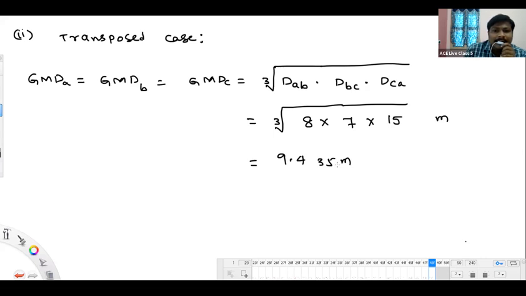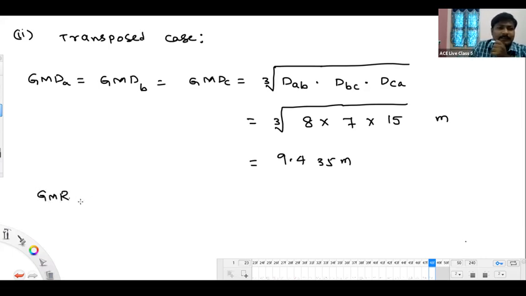Sir, if radius is not given, then we need not consider that radius. Sachin, that depends upon the requirement. If he's asking for a GMR value, definitely he will give the radius. If we don't want GMR, they may not give the radius of conductors, if the concentration is only to calculate the GMD. Next, what about GMRs? All the three will be equal to the same value we found earlier.